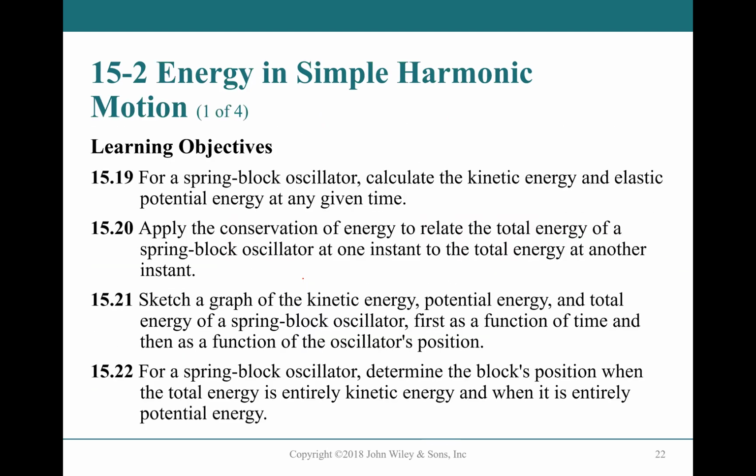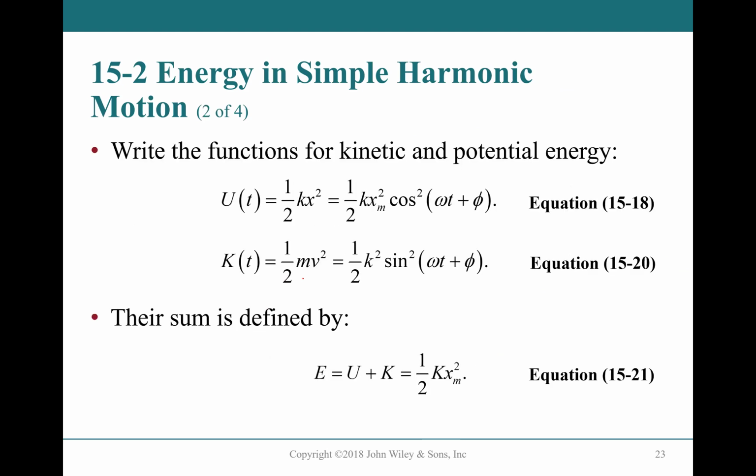And the second section, we are going to talk about the energy in simple harmonic motion. For simple harmonic motion, we have kinetic energy and potential energy. Potential energy is like the potential energy stored in a spring. So U will be equal to 1/2 kx squared. And remember what x is? x is from the previous section. It's xm cosine(omega t plus phi).